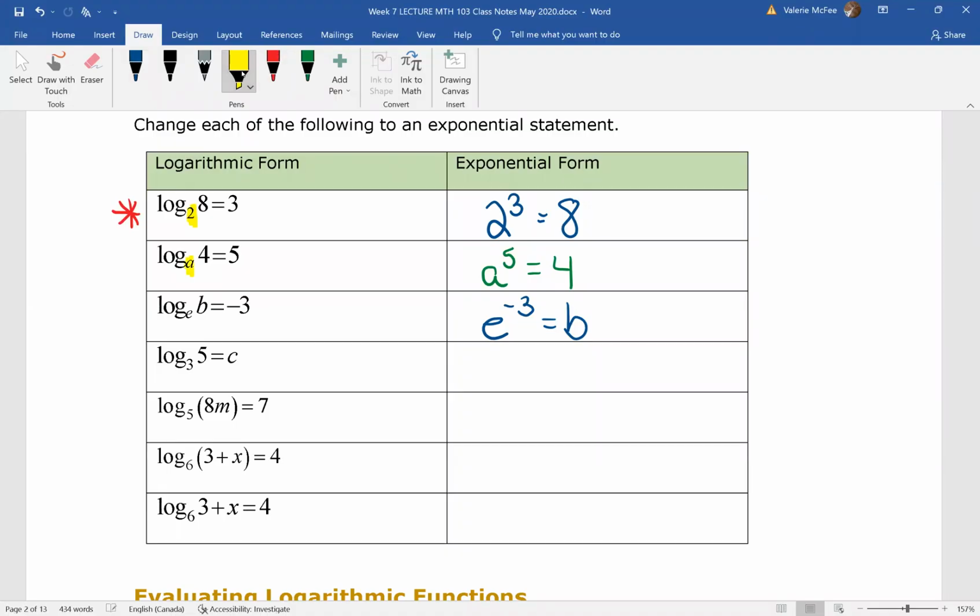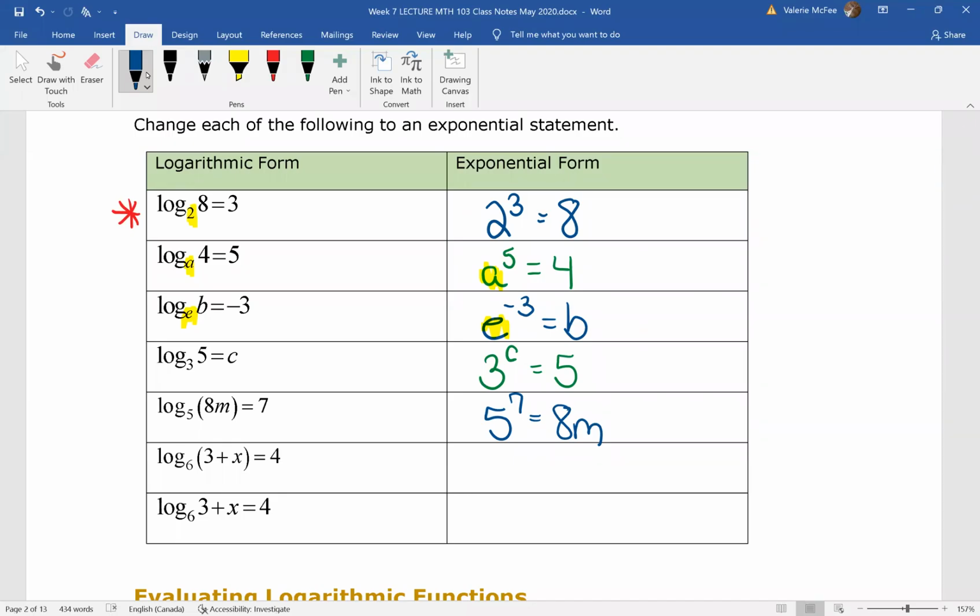So again, our bases are the same, and the answer to a log, 5, is the exponent. The bases are the same, and the answer to our log, -3, is the exponent. Try the next 2. The bases are the same, and the answer to the log C is the exponent. The bases are the same, and the answer to the log 7 is the exponent.